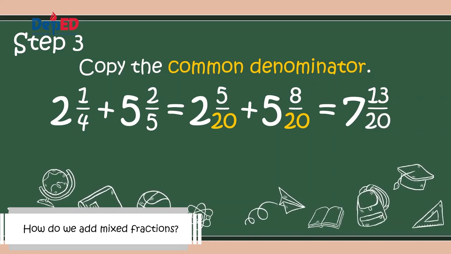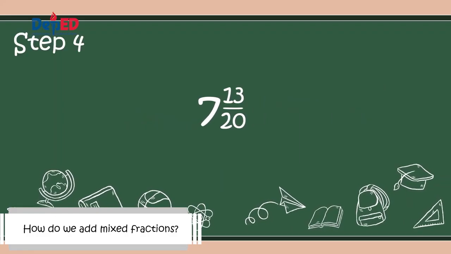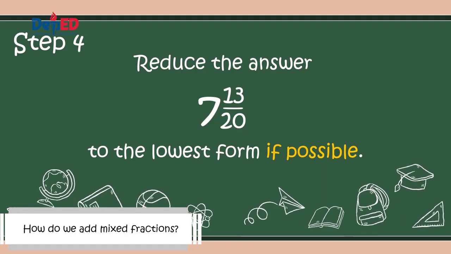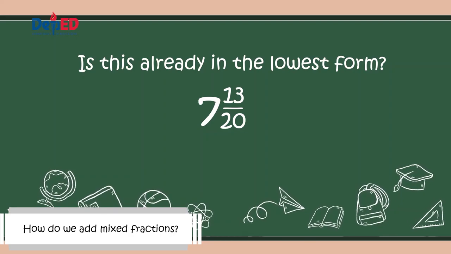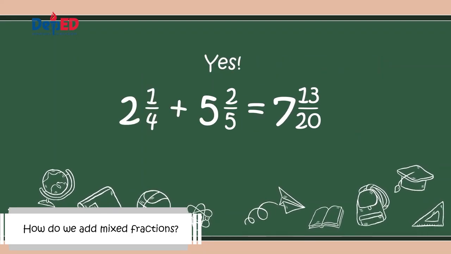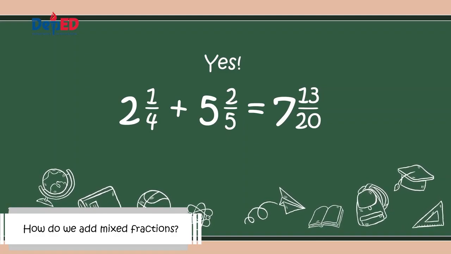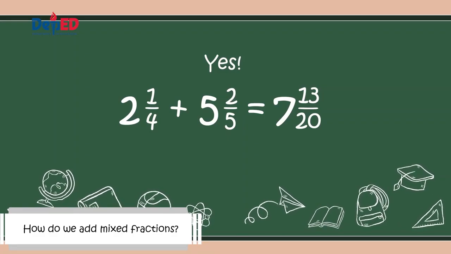We have 7 and 13/20ths. Step 4. Reduce the answer to lowest term if possible. Is 7 and 13/20ths already in lowest term? Yes. 2 and 1/4 plus 5 and 2/5 equals 7 and 13/20.